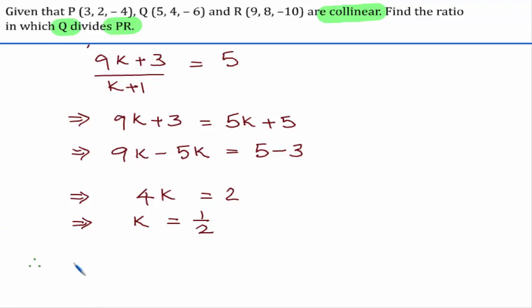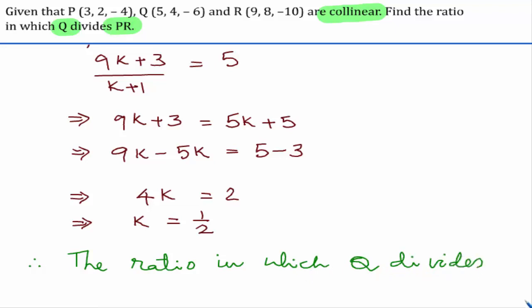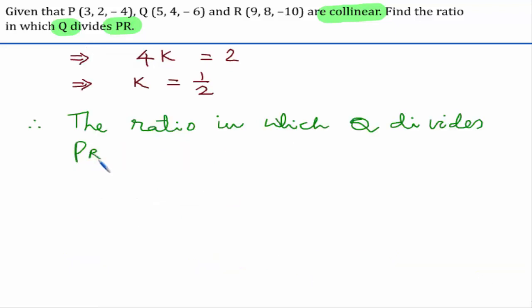So therefore, the ratio in which Q divides PR is 1/2 is to 1. That implies 1 is to 2.